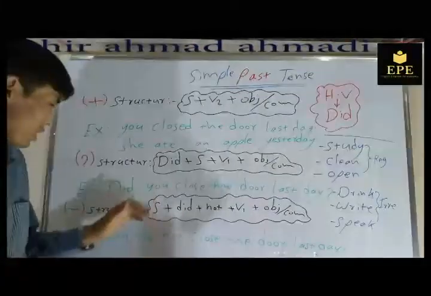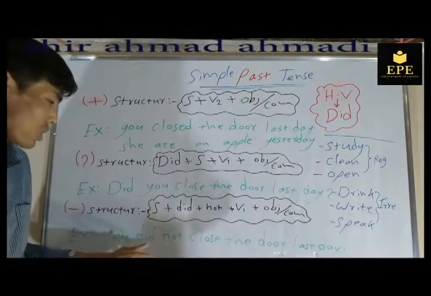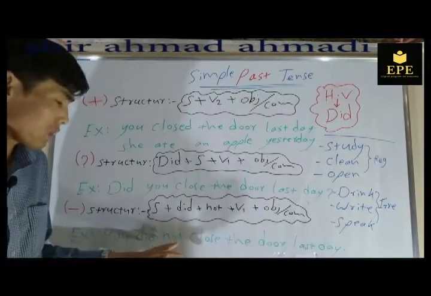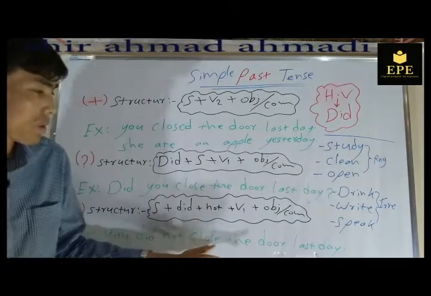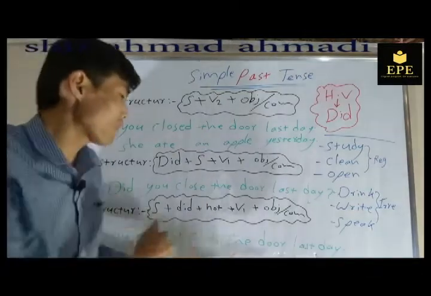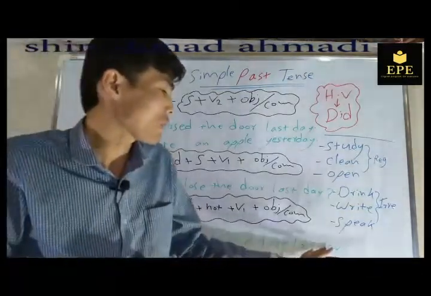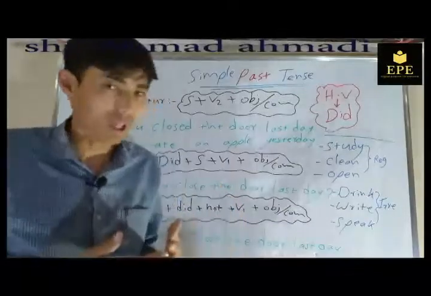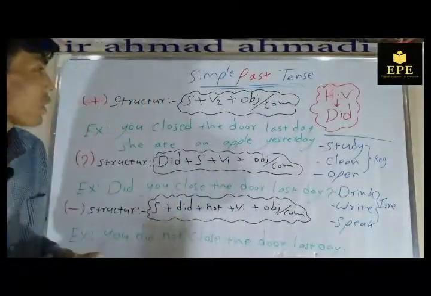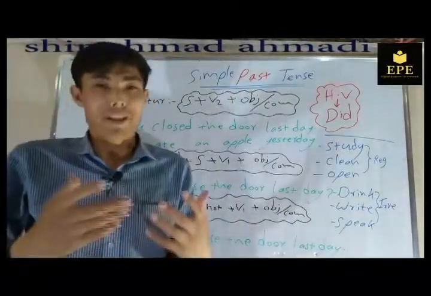You, the subject, then did. After that we use not. After this, close, this is the verb, the door is the object, and last day is the complement or time. So I think it's very, very simple and easy.